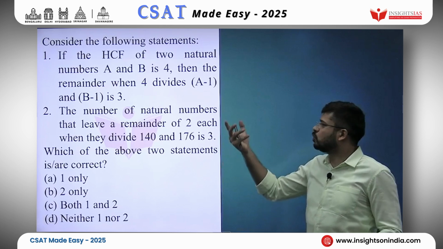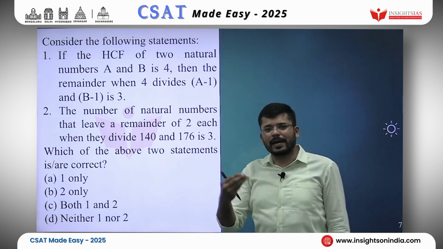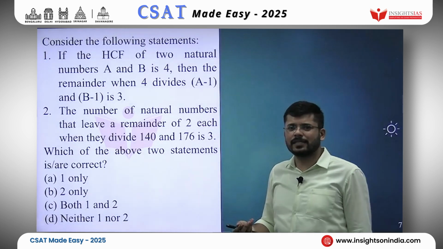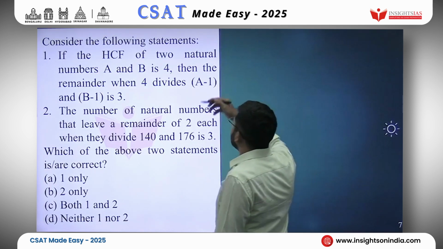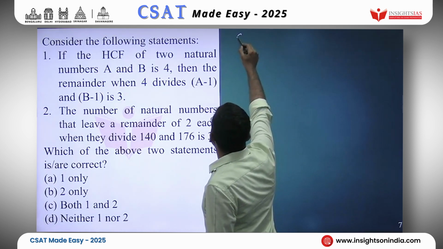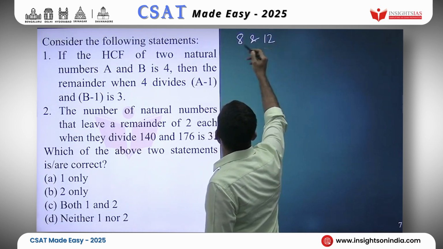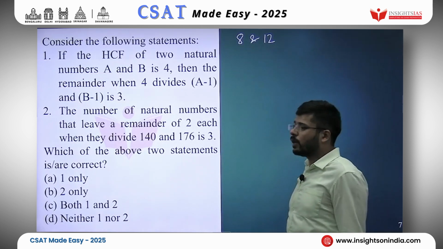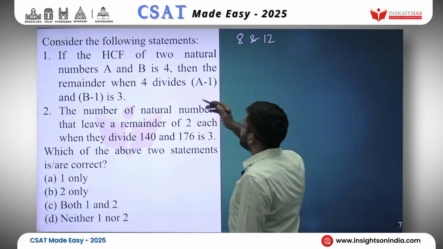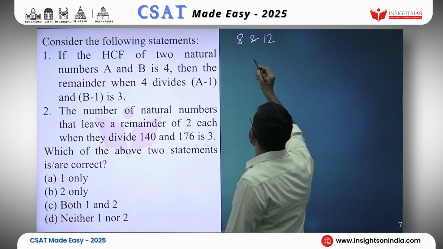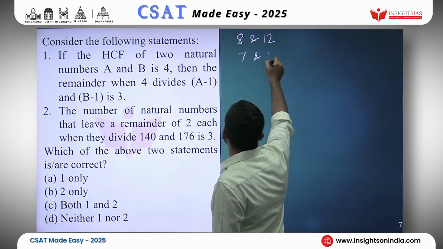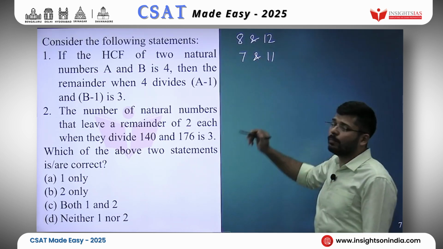We shall assume a and b's values and just check whether the statement is true or wrong. First we shall take which numbers? 8 and 12. Yes, their HCF would be 4, right? So we will divide a minus 1 and b minus 1, that would be 7 and 11.